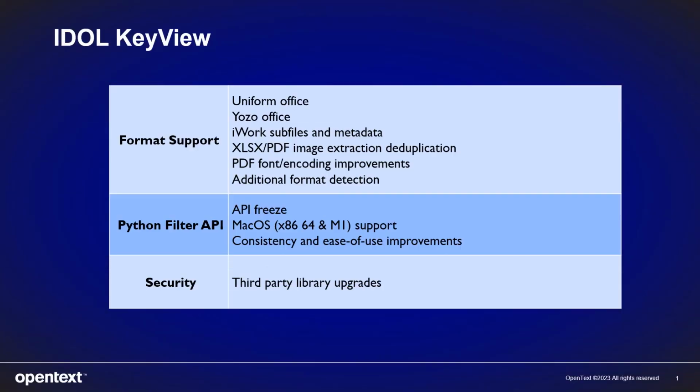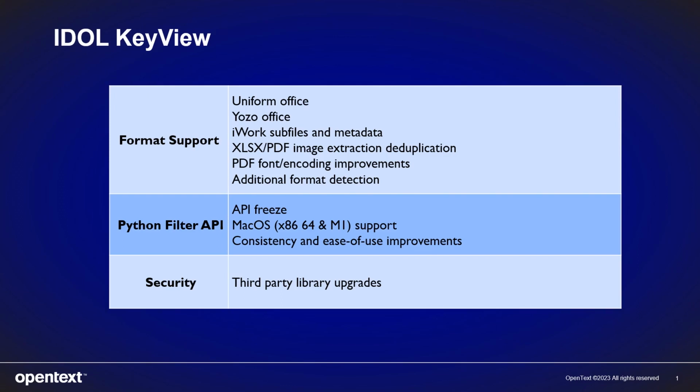We've had a bit of an Office theme this release, with work done on a number of new and existing Office-style suites. Uniform Office and Yozo Office are formats largely marketed in Asia, and KeyView now has filter support for them. We've also extended our support of the iWork Office suite to include subfile and metadata extraction.